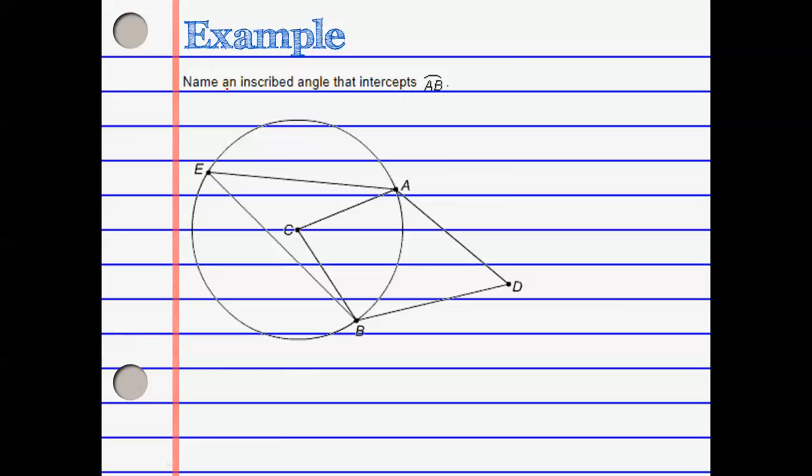Here we want to name an inscribed angle that intercepts arc AB. So here, AB. Remember that the inscribed angle has to lie on the circle, okay? ADB does not lie on the circle, so that can't be it. ACB doesn't, so the angle has to be AEB, since A, E, and B all lie on the circle.